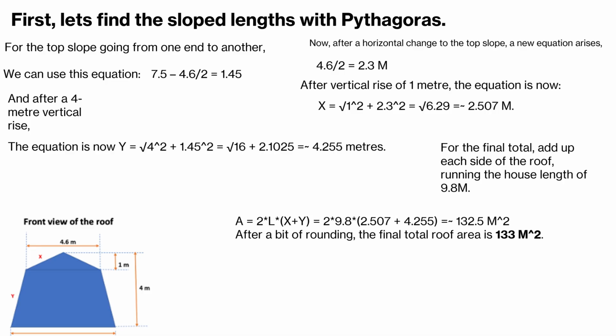Now we get this equation. A equals 2 times L times, in brackets, x plus y, equals 2 times 9.8 times, in brackets, 2.507 plus 4.255, which roughly equals 132.5 meters squared. And after a bit of rounding, the final total roof area is 133 meters squared.